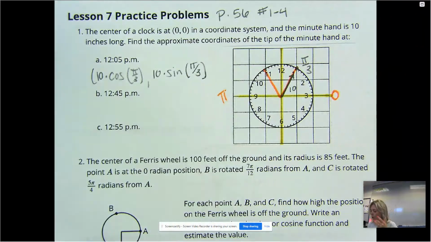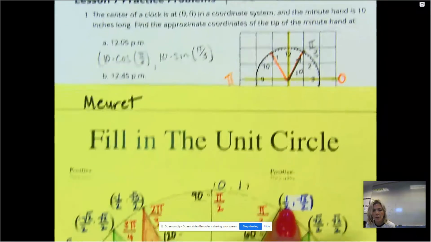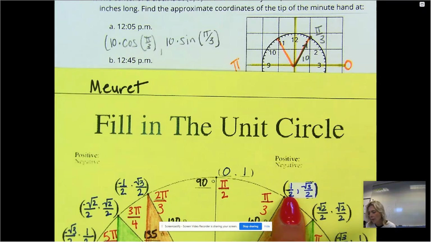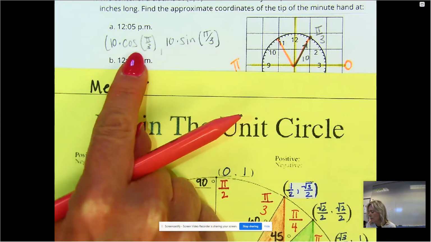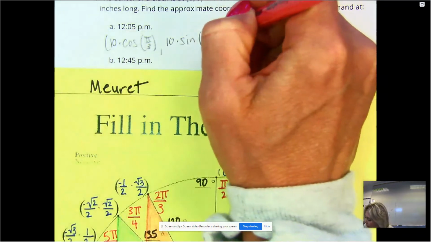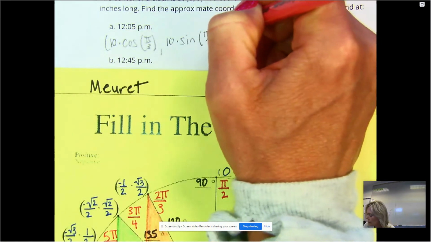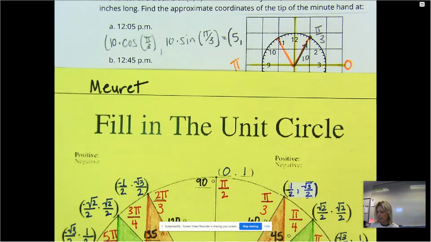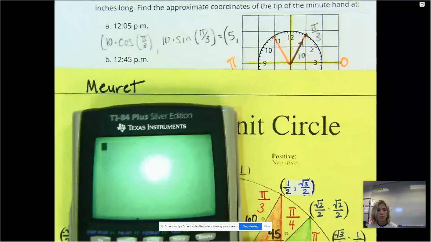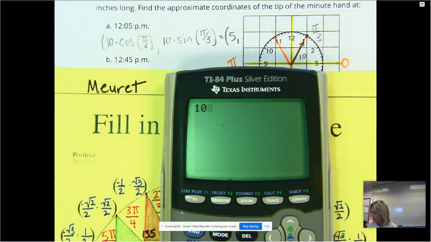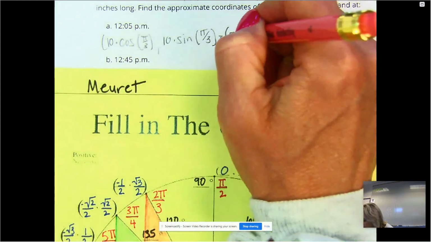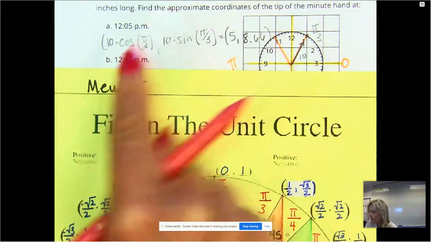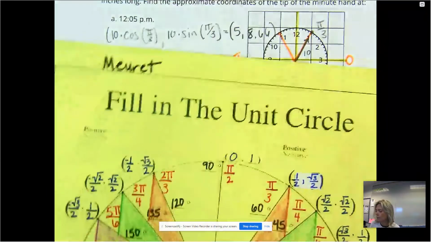Okay, and so the cosine of pi over 3 is right here. It's 1/2. Half of 10 is 5. So this is really 10 times 1/2, which is 5. And then for the sine of pi over 3, I'm going to use my calculator for that one because that is going to be an irrational number. So 10 times the sine of pi over 3 is about 8.66. Okay, so these would be the exact coordinates. This would be the approximation.